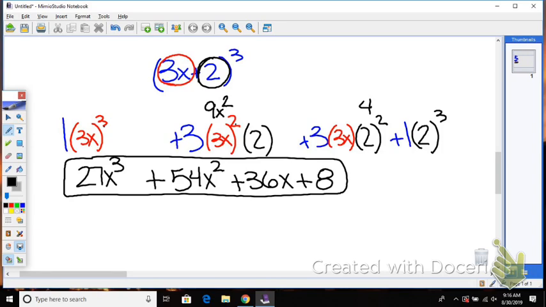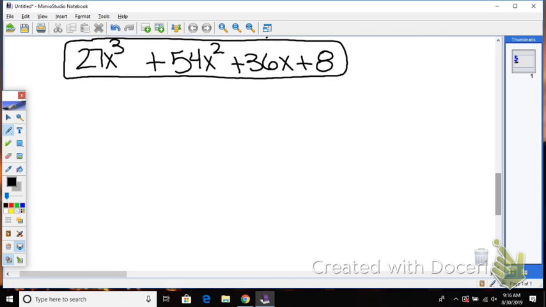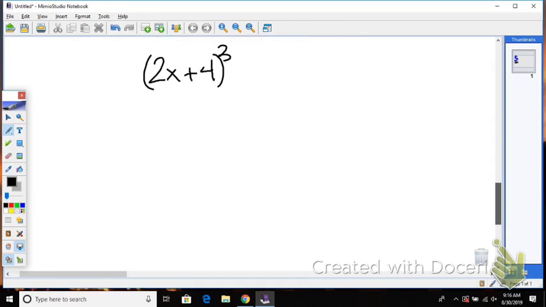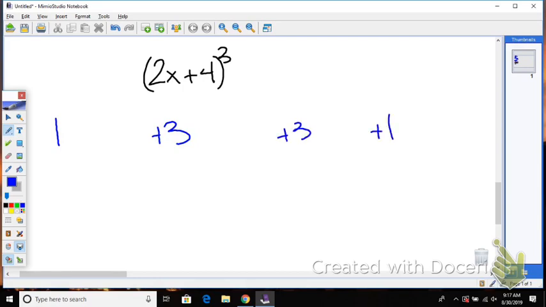Stop there. Okay, you guys try another one. We'll do the third power again. Let's do 2x plus 4, quantity squared, or quantity cubed, I'm sorry. Are you always only going to have 2 numbers? Yeah, these are for binomials. Okay, 2x plus 4 raised to the third. So I'll get you started. What are the coefficients again? 1, 3, 3, 1. Okay, you guys try this start to finish, and let's compare.